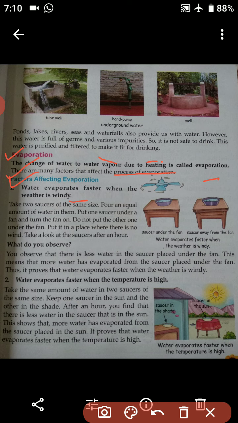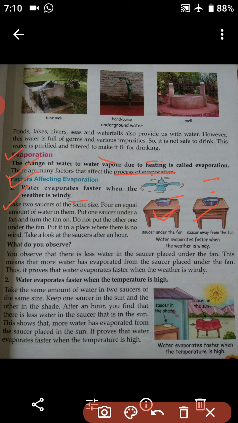Okay students, now you see, take 2 saucers of the same size, like the ones taken here in the image. Pour an equal amount of water in them. Put 1 saucer under a fan and turn the fan on. So here 1 saucer is put under the fan and the fan is switched on.